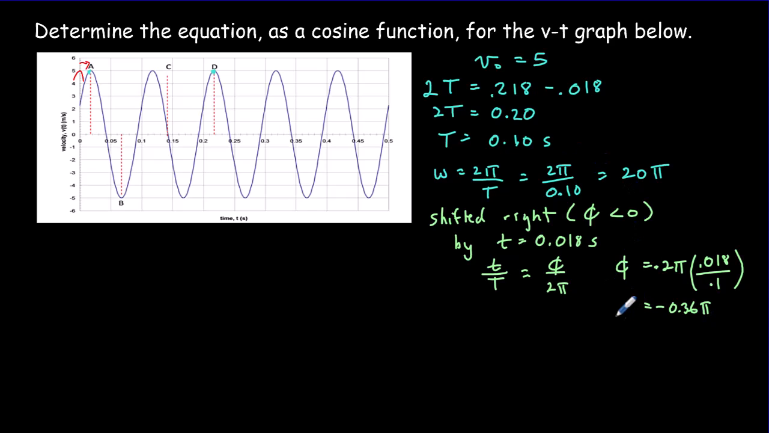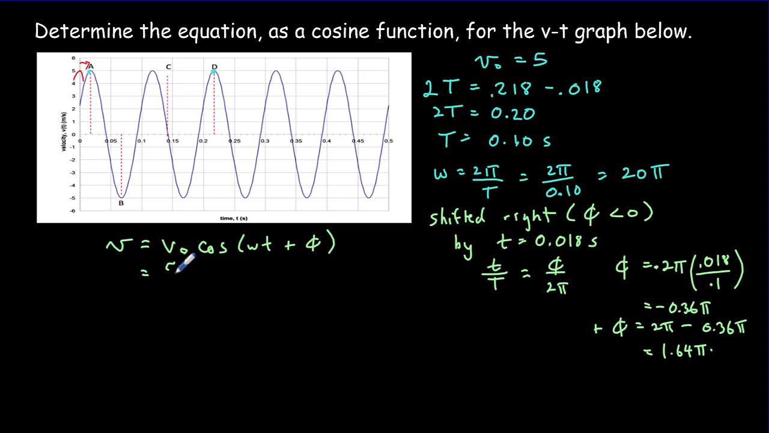Now, if we wanted to express it as a positive value, and there might be a reason for doing that, then as a positive value, phi would just be 2 pi minus 0.36 pi. And if you do that, of course, you're going to get 1.64 times pi. So our equation is going to be V equals V0 cosine omega t plus phi.